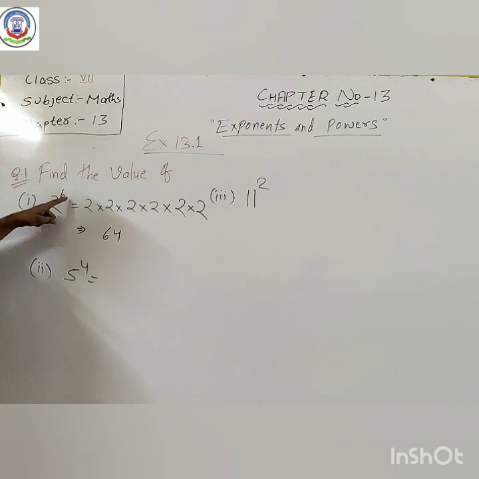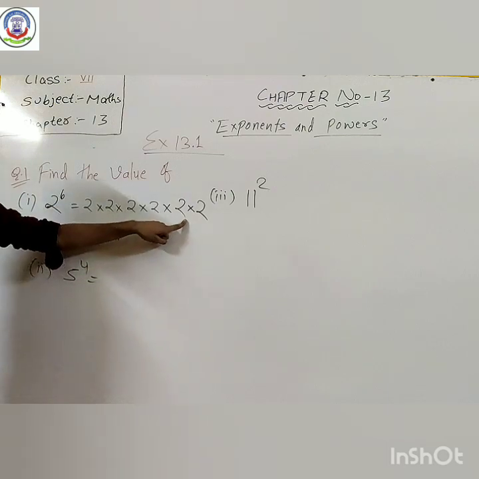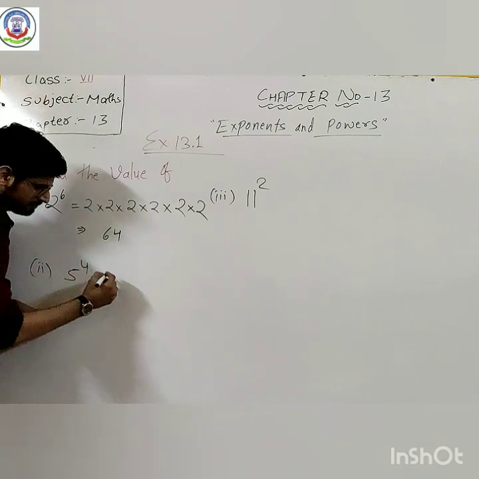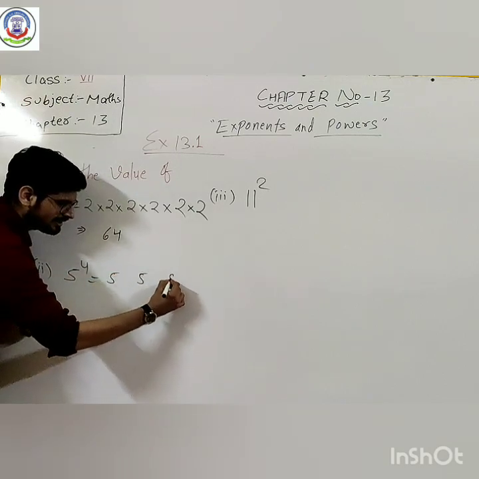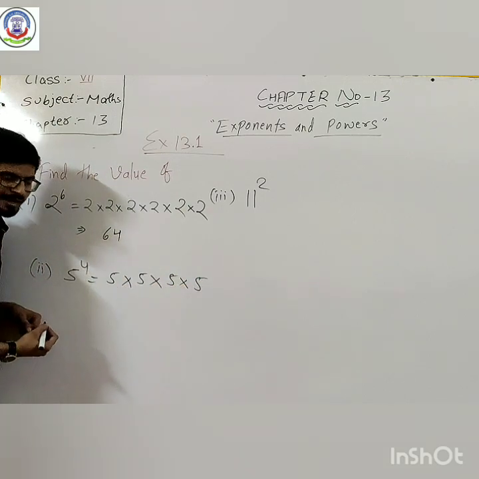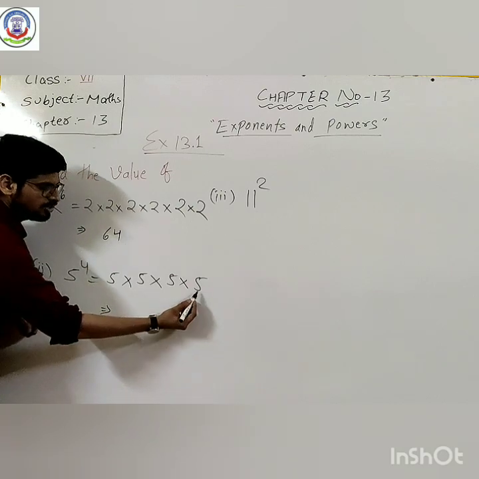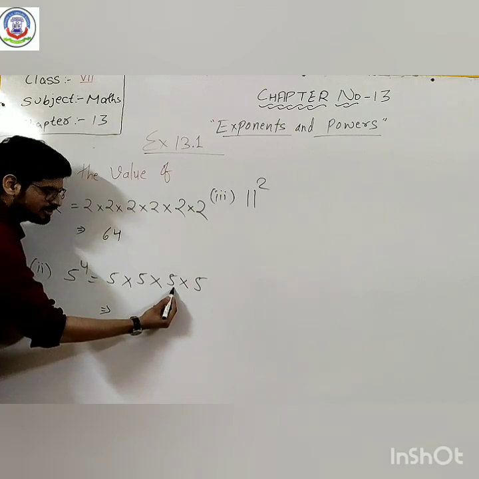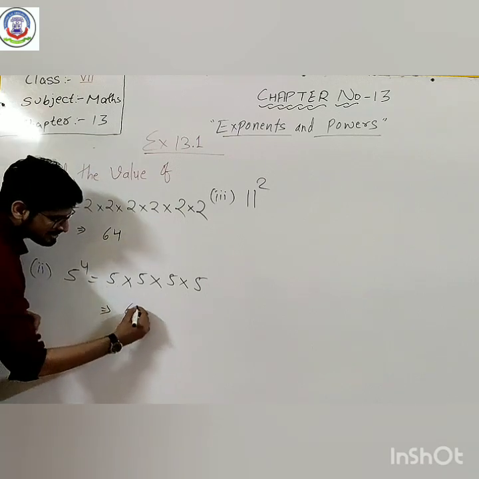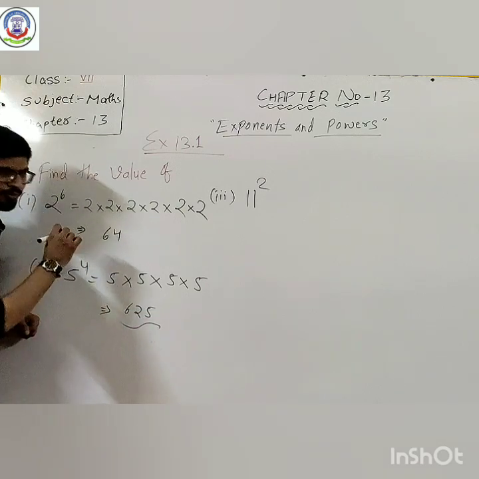Okay. 2 raised to the power 6. We can write it as repeated multiplication. So we'll get 64. Question number 2 is 5 raised to the power 4. So how many times can I write 5? 4 times. And the sign is multiply. So 5 5s are 25, 25 5s are 125, 125 5s are 625.